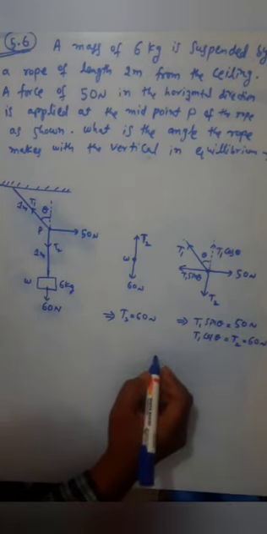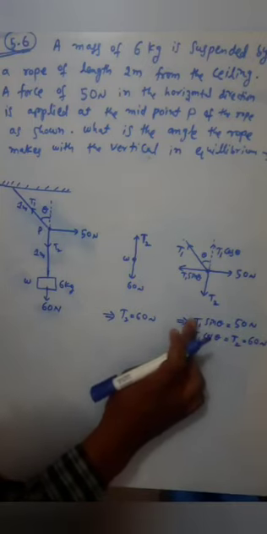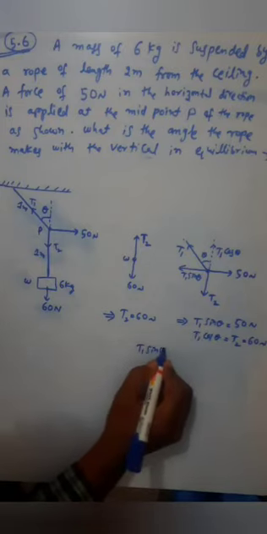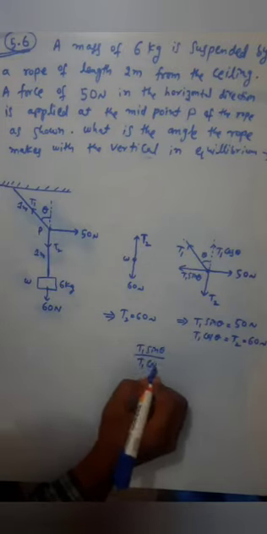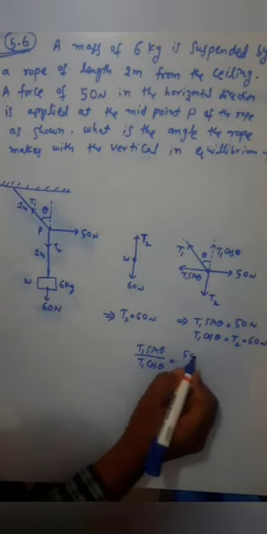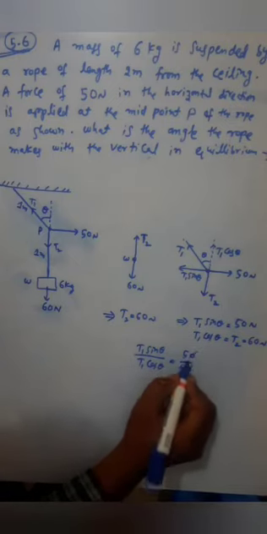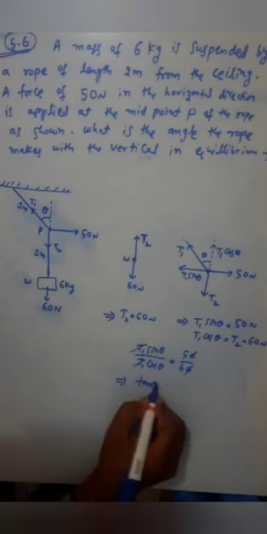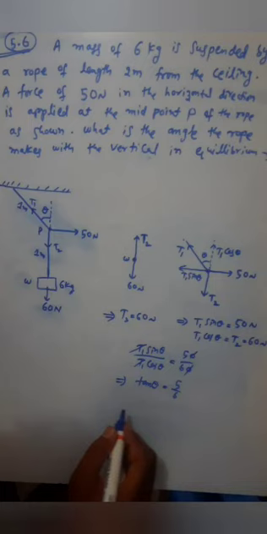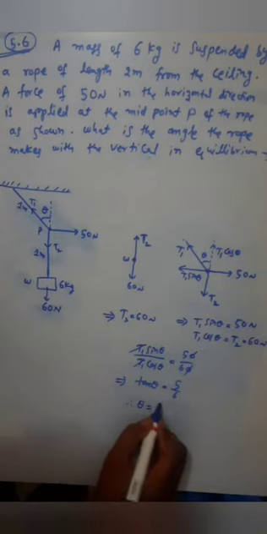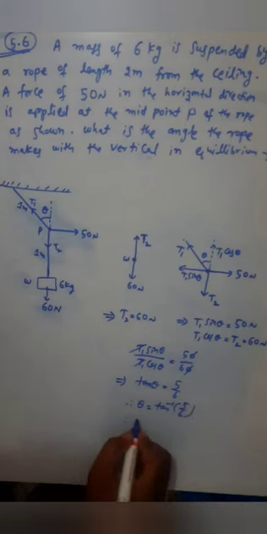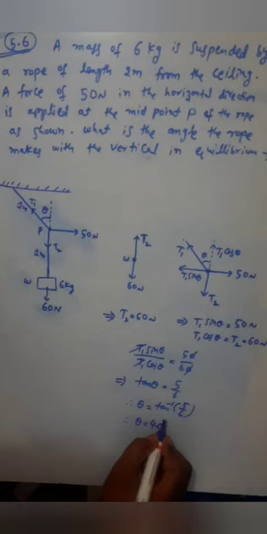Dividing equation 1 by equation 2, we get T1 sin theta by T1 cos theta is equal to 50 by 60. Here the 0 cancels, T1 cancels. From this we get tan theta is equal to 5 by 6, so theta is equal to tan inverse 5 by 6. What is the value of tan inverse 5 by 6? It is 40 degrees. So theta is equal to 40 degrees.